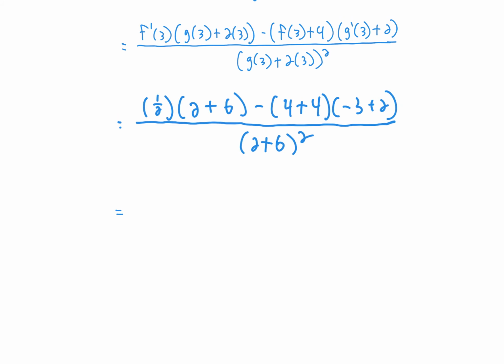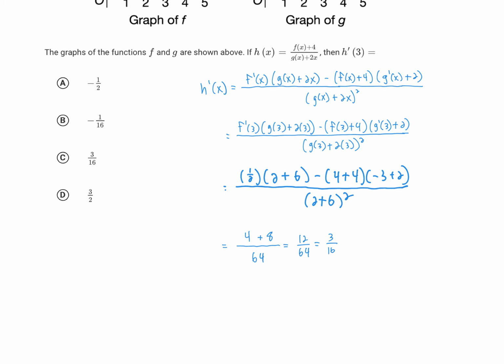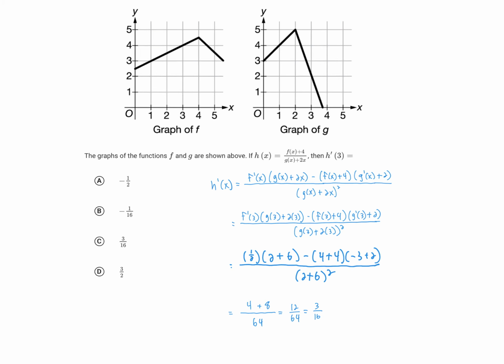And there are different ways of doing this, but okay, so this is 8. Half of 8 is 4. Okay, this is 8, and this is negative 1. And so 8 times negative 1 is negative 8, so this will really be plus 8. Okay, the bottom, 2 plus 6 is 8, squared is 64. Right, and then these are both divisible by 4, so divide each of these by 4. And you get 3 over 16, so that's answer choice C.